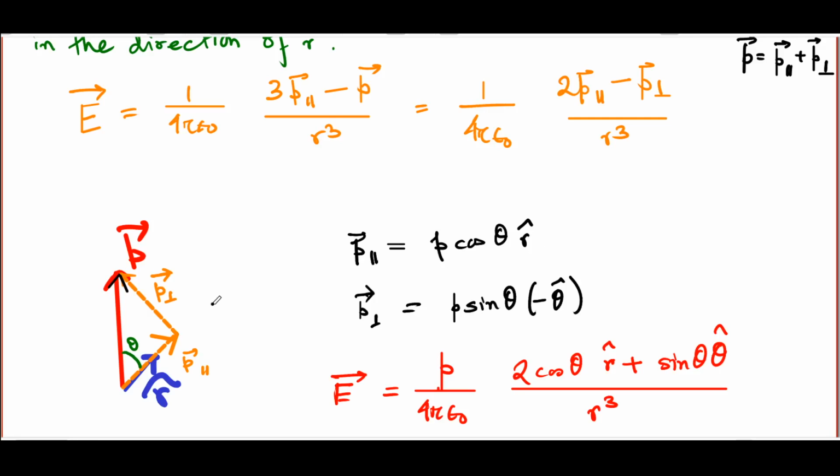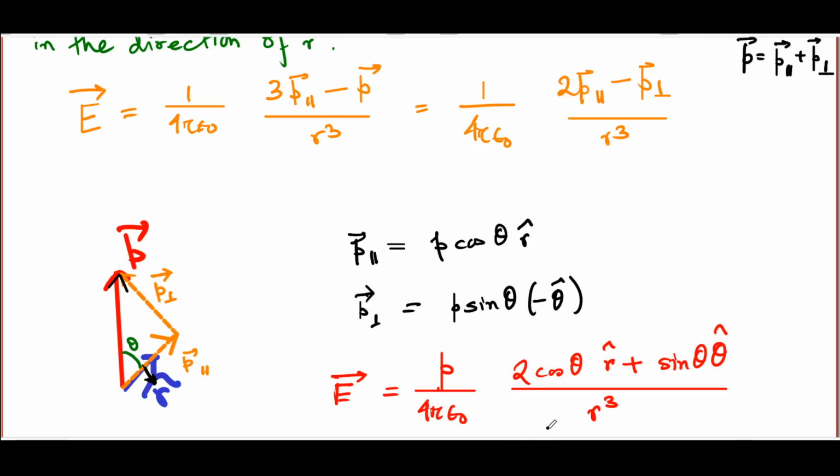P perpendicular of course is the magnitude of p sine theta, but note that theta hat is in the direction of increasing theta, in this direction, opposite to p perpendicular. So you get p sine theta times minus theta hat for p perpendicular. So putting these two things back in this expression, we get E vector equals p over 4 pi epsilon 0 into twice cosine theta r hat, that's the twice p parallel term's contribution, plus sine theta theta hat coming from minus p perpendicular, divided of course overall by r cube.